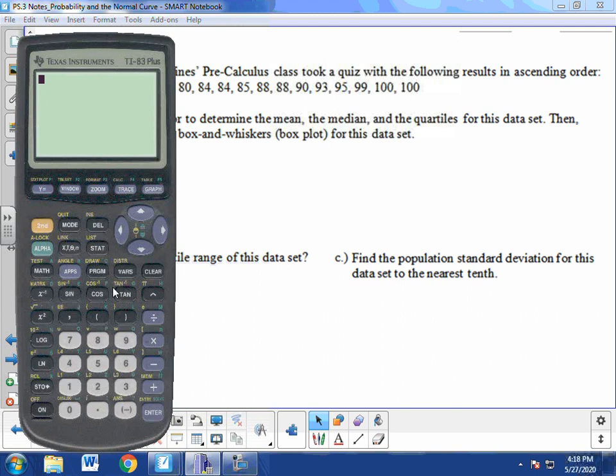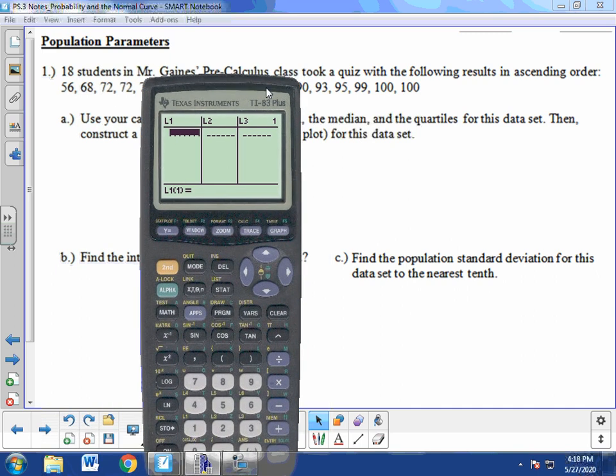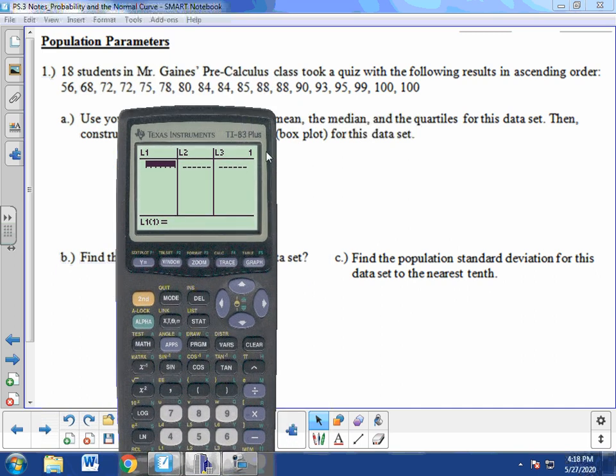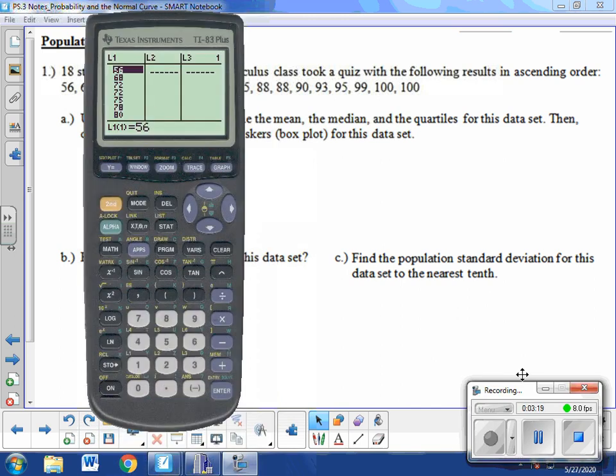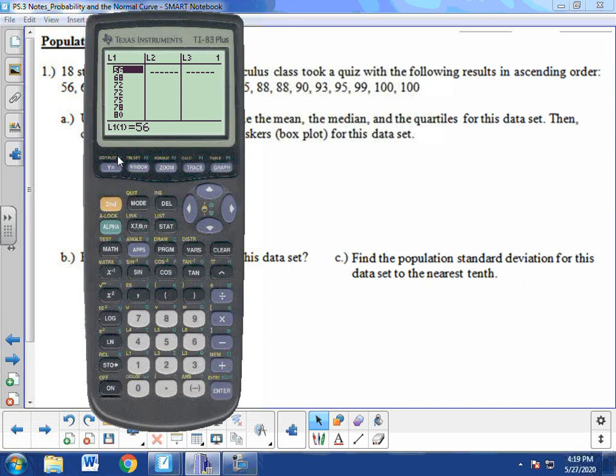To find the mean, the median, and the quartiles, we're going to use the stat key. So what we want to do here is hit stat, and then our first option is going to be edit. We want to type in each one of these numbers from the list. It does not necessarily have to be in ascending order, but it is in this case. I didn't want to make you watch me type in all of those numbers. So I now have those input into the calculator.